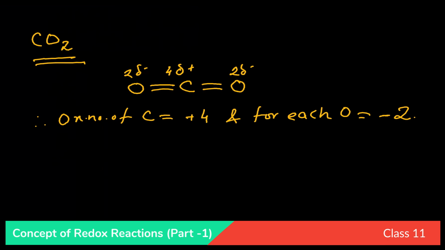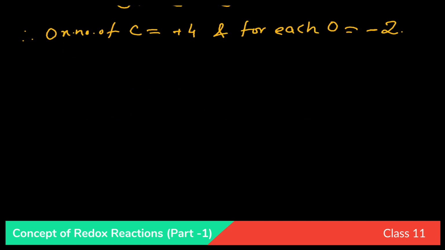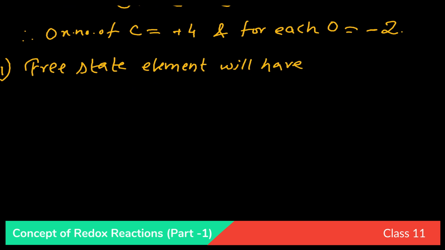Now there are certain rules while calculating the oxidation number of an element. The first rule, which I have already told you, is that if the element exists in its free state, the element will have zero oxidation number. That means if an element exists in its free state or in its elementary state, it will have zero oxidation number.